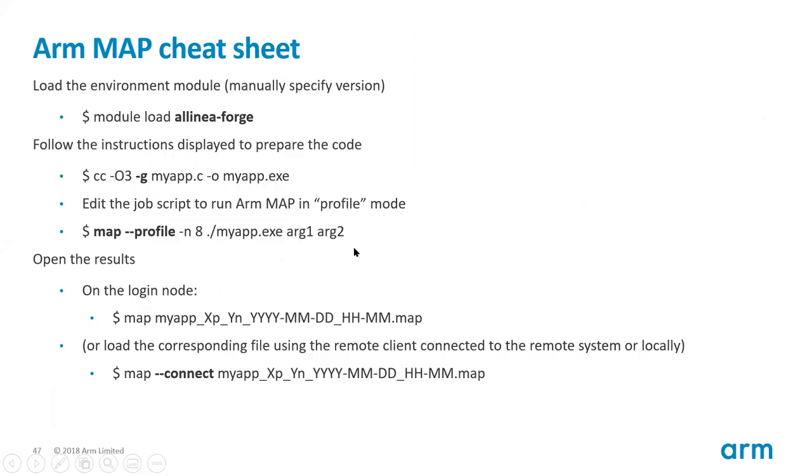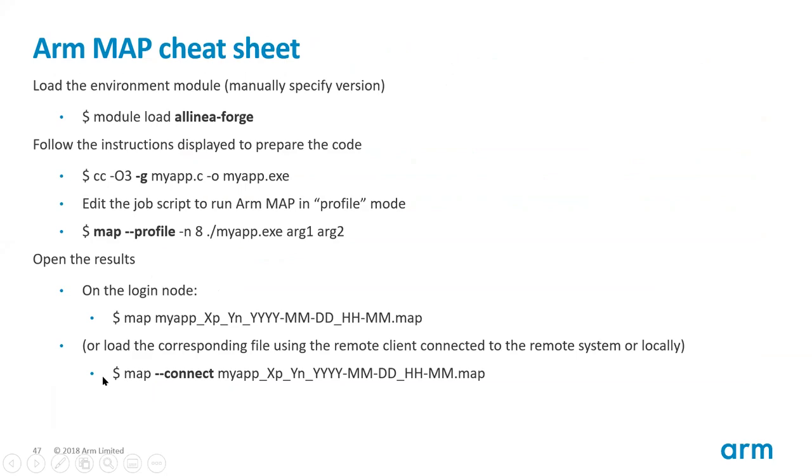Okay, so that was the ARM cheat sheet. Like we saw, it's very simple. You don't have to recompile your code when using that, but we do recommend that you put -g so that you get source code line information.